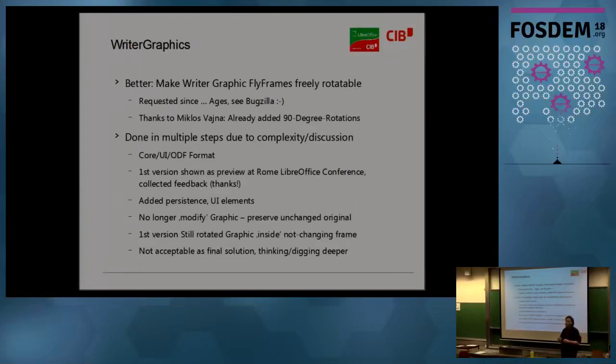This is not so important because the 90-degree rotations we had before did not really change the graphics, but only changed flags on the graphics, for example, for JPEG. But they supported only 3 formats, so now, even with 90 degrees, you can rotate any graphic. So the first version still rotated the graphic inside. I talked about it: not acceptable as a final solution, of course not.